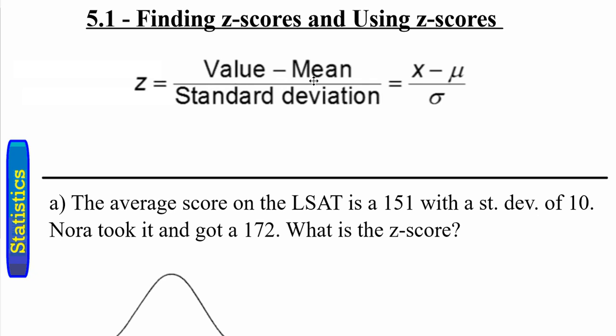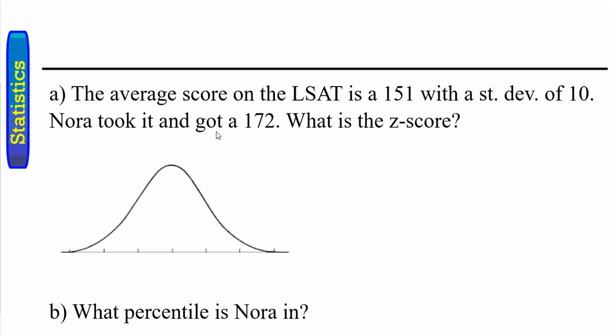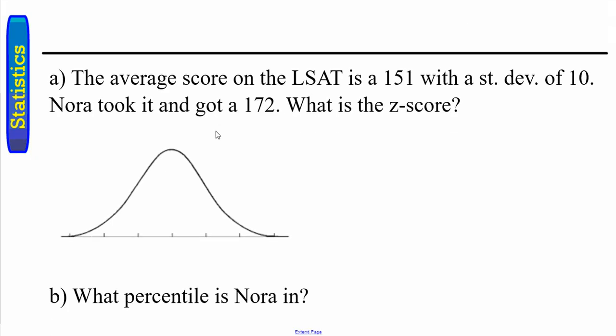So you subtract to find how far you are from the average, and then you divide by what one standard deviation is. That will tell you how many standard deviations away you are, and that is the z-score. Here's an example. The average score on the LSAT, which is the test that you take when you're applying to law school, so it's like the law version of the SAT, is a 151 with a standard deviation of 10. Nora took it and got a 172. What is the z-score corresponding with that actual LSAT score?